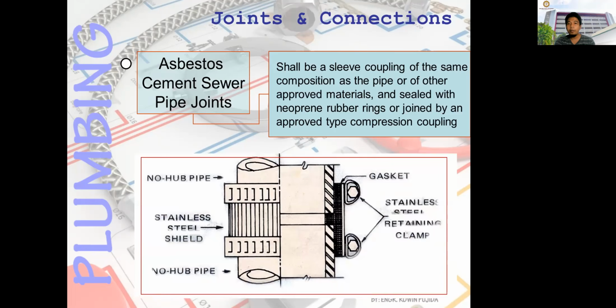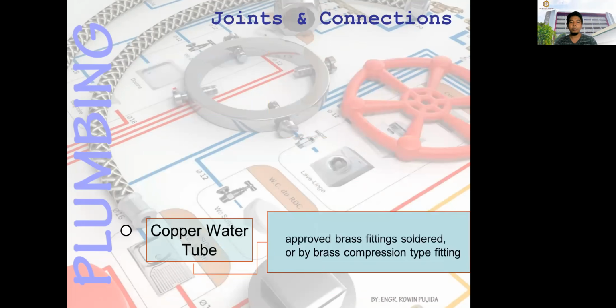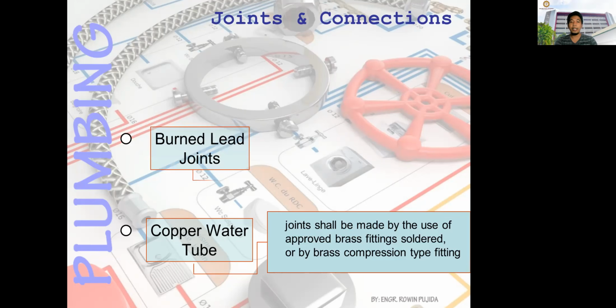So it shall be a sleeve coupling of the same composition as the pipe or of other approved materials and sealed with neoprene rubber rings or joined by an approved type of compression couplings. This is the illustration. Okay, then next is copper water tube. Joints shall be made by the use of approved brass fitting soldered or brass compression type of fittings.